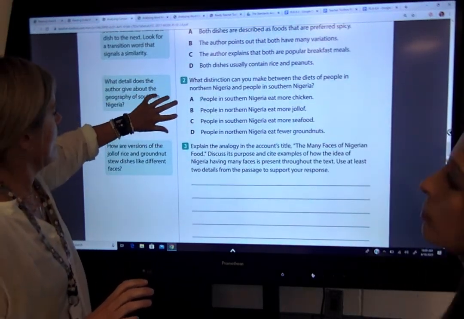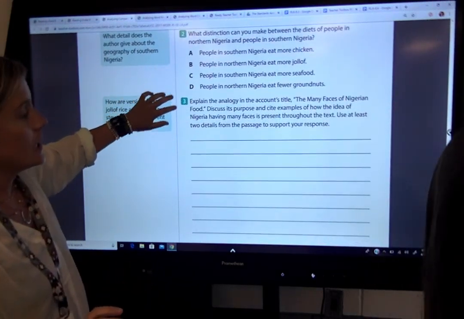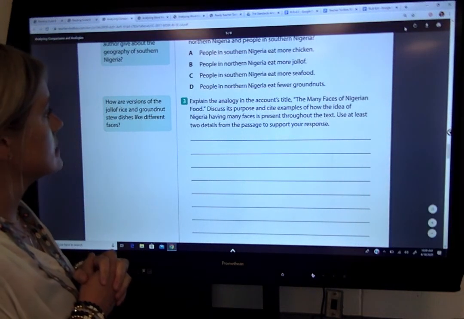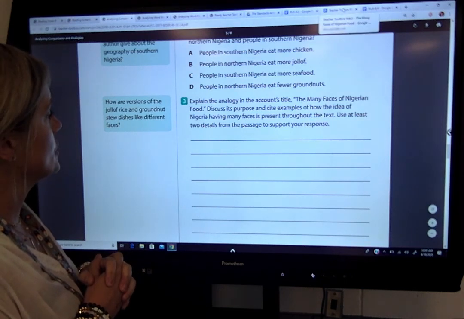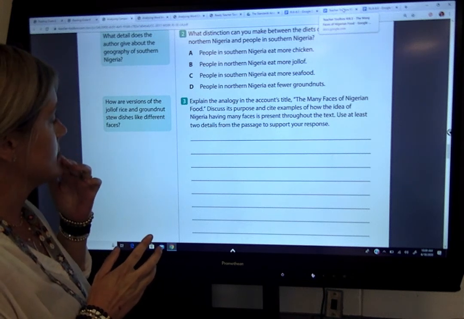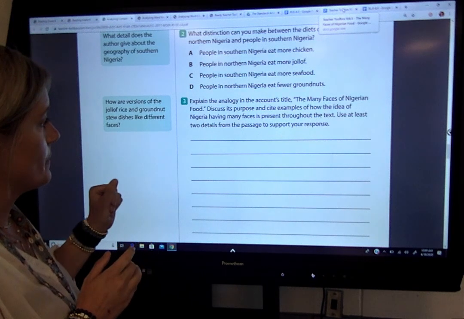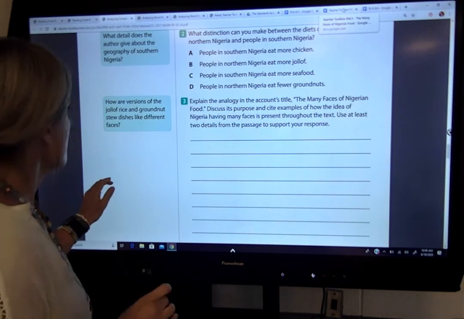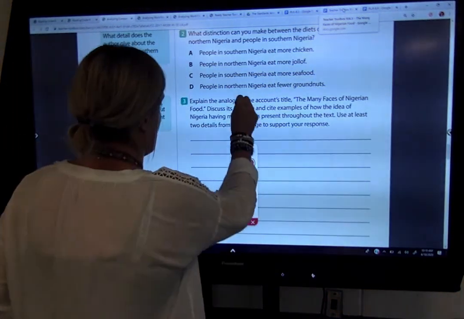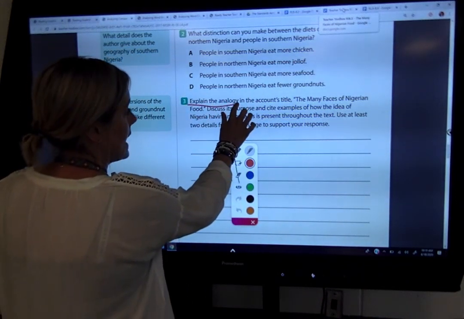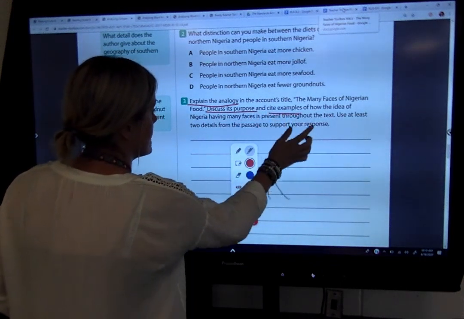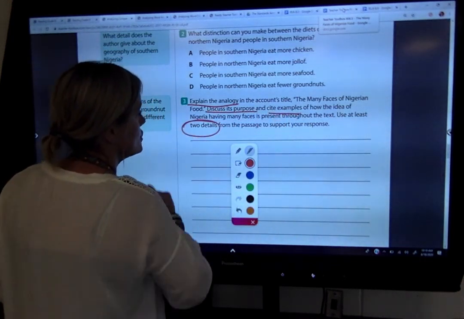Number 3, explain the analogy in the account's title, The Many Faces of Nigerian Food. Discuss its purpose and cite examples of how the idea of Nigeria having many faces is present throughout the text. Use at least 2 details from the passage to support your response. Okay, what are they asking here? There's several things you have to answer. You're going to explain the analogy. You're going to discuss its purpose and cite examples. And you have to use 2 details.